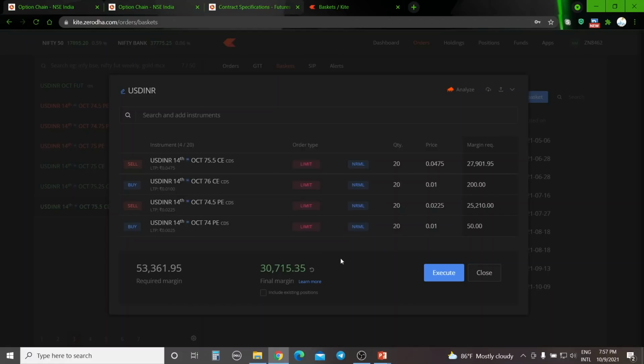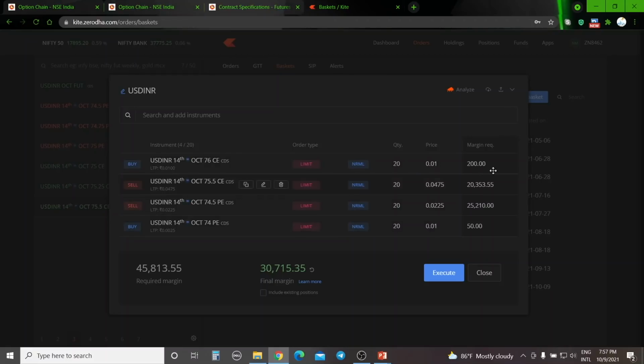So for the iron condor, you will require about 31,000 rupees. Earlier you saw for the short strangle you will require about 45,000 rupees. So here you require about 30,700, so consider it as 31,000 rupees. Here the premium collection will be slightly lesser than your short strangle because you are paying some part of the premium back for the hedges.